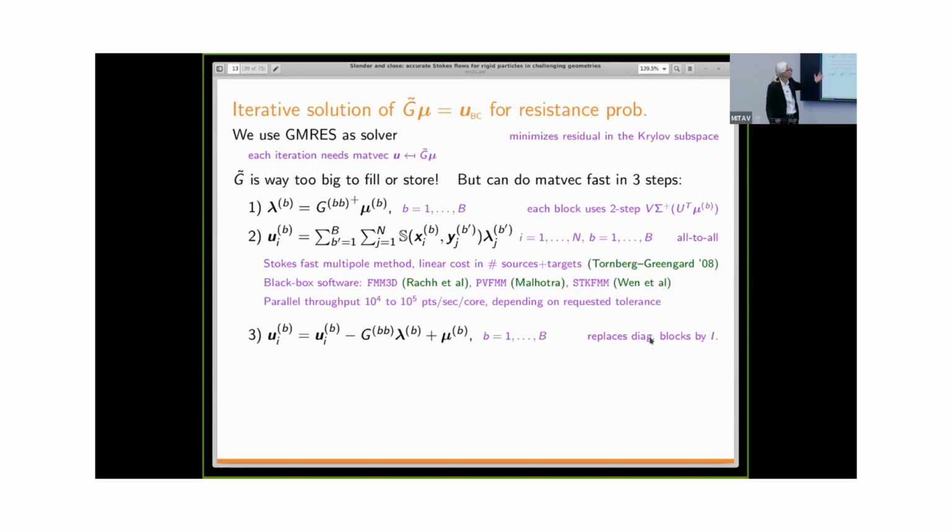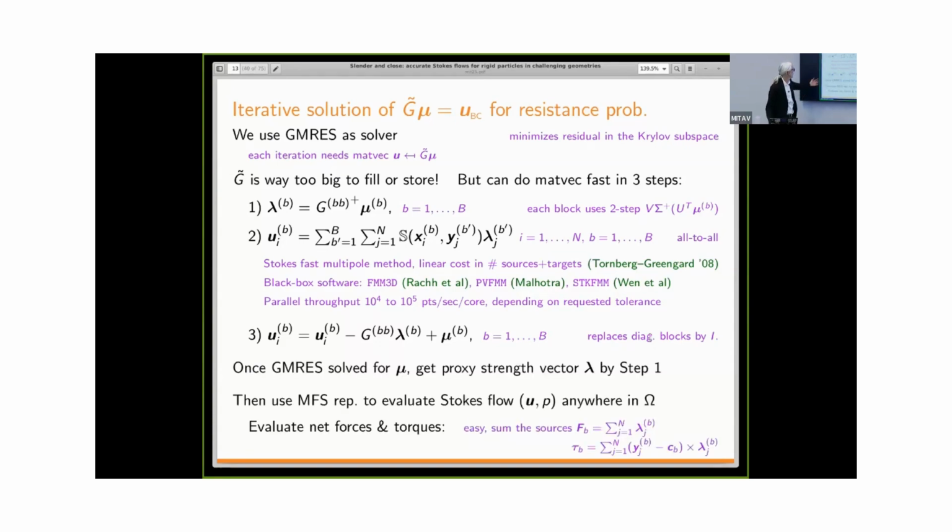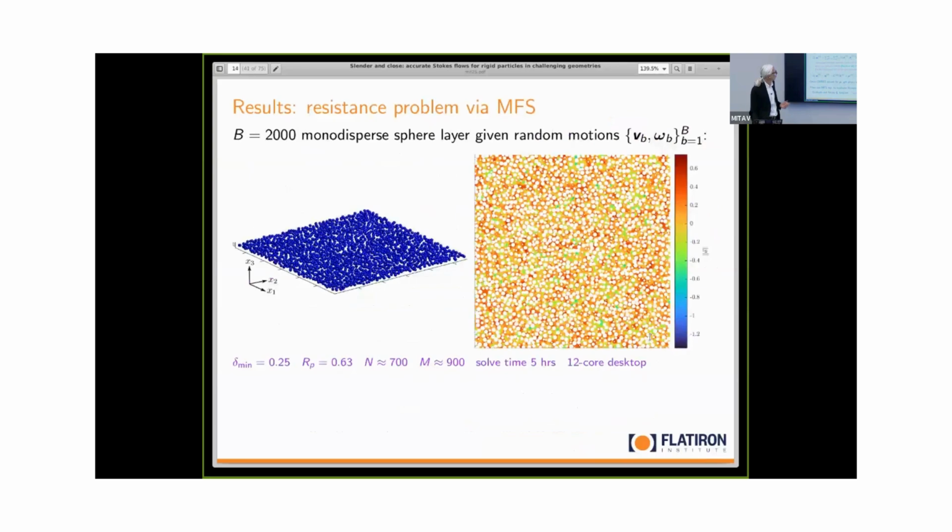In the end, you now use GMRES as a solver with this as the matvec. And then in the end, you have to correct the vector mu back, using step 1 again, to get it back to the source strengths. And then use the MFS representation, right? That was the sum of the Stokeslets that you can evaluate anywhere, and then you can get the net torque. Remember the resistance problem, we wanted the forces and torques. You just sum up the strengths that you have, and you sum up their cross products, and you've gotten the forces and torques. So that's kind of the whole procedure for the resistance problem, which works on large scale problems.